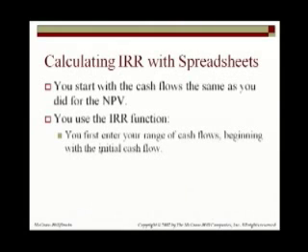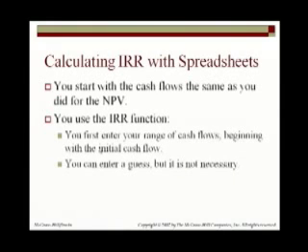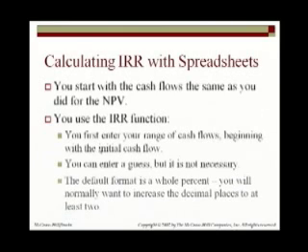It's a spreadsheet function, but the difference is that IRR lets you put in cash flow zero and NPV does not. So you enter your range of cash flows beginning with cash flow zero. And you can, but you don't have to, put in a guess. In other words, you can tell the computer where you want it to start looking. Where do you think the rate of return is?